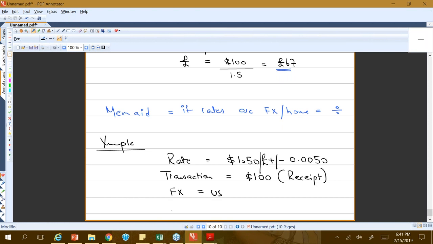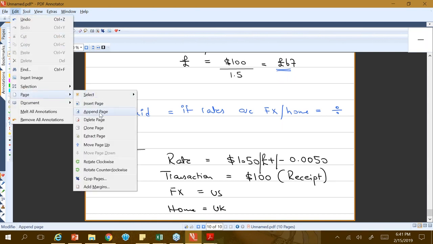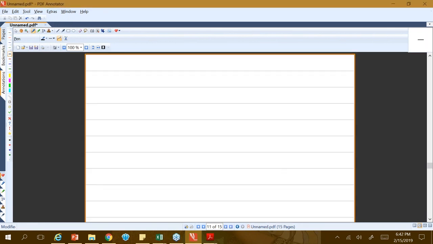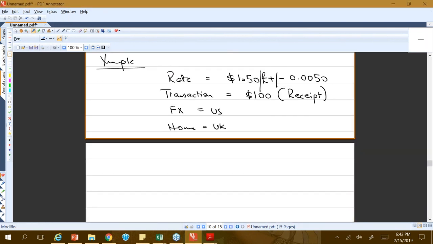Foreign is the US. Home is the UK. So sometimes we get the rates in this way as well. Now, when we get the rates in this way, the first thing is we should be able to expand this rate. How do we expand the rate?